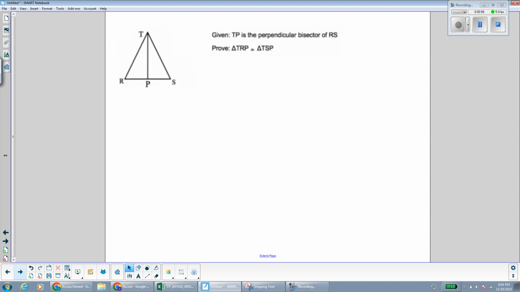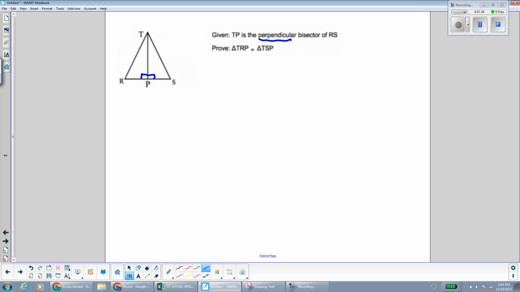Here we have our first proof. I highly recommend that you pause the video, take a look at the givens, and try to mark whatever conclusions you can in the diagram. You can draw the diagram on a piece of paper. TP is the perpendicular bisector of RS. Perpendicular bisector is a two-part word. Let's start with the perpendicular part of the word. Since TP is perpendicular to RS, that means it's forming 90-degree angles because perpendicular lines form right angles.